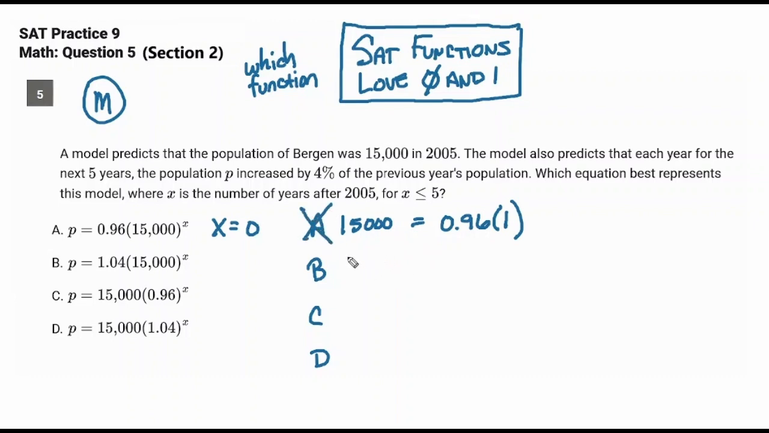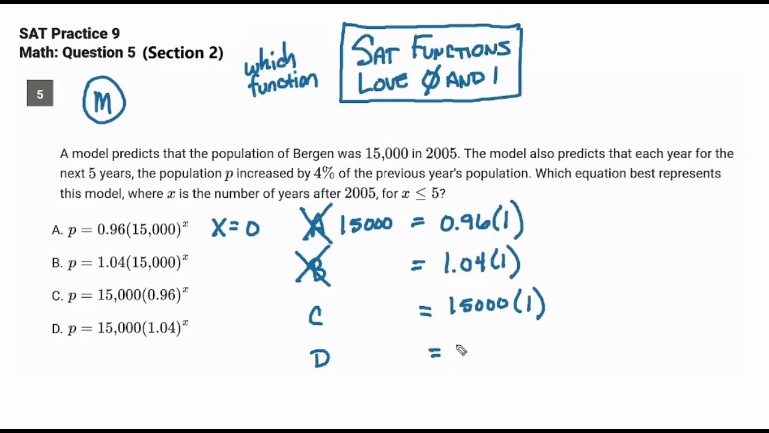I'm not going to write 15,000 again. It's 15,000 every single time. 15,000 equals 1.04 times 15,000 to the 0 power, which is 1. All right, does 15,000 equal 1.04? It doesn't. So B is gone forever. All right, let's try C. 15,000 equals 15,000 times 0.96 to the 0 power. That's 1. Does 15,000 equal 15,000? Yes, it does. Should you pick C and move on? No, you should try D.